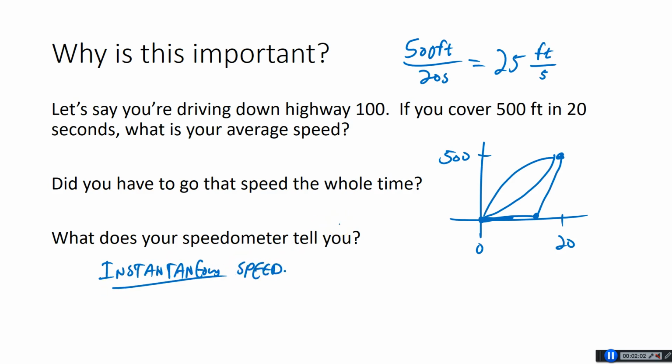Okay, and we're going to flesh out more what that means in a little bit. But it tells you instantaneous speed as opposed to average speed, right? Average speed and instantaneous speed are different. Average speed is how far do you go over a given period of time. Instantaneous speed is how fast am I going right now. And we're going to see that that's kind of a difficult question to answer.